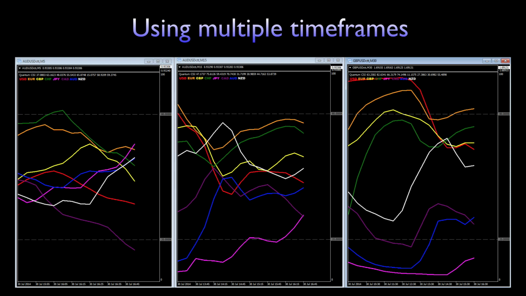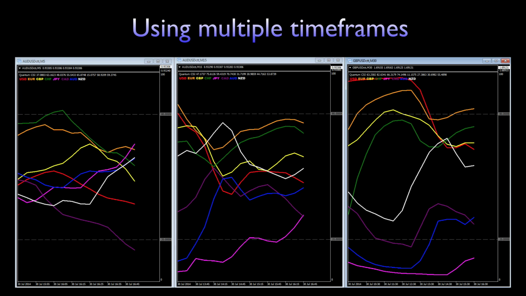Over on the 5-minute chart, you can see that the Japanese yen, that's the pinky lilac line, is climbing. It's climbing towards an overbought position. It hasn't arrived there yet. It's got a little way to go. So there's plenty of opportunity there. What's happening on the 15? Well, the Japanese yen has been oversold. It's now moving away from that region and starting to climb out and higher.